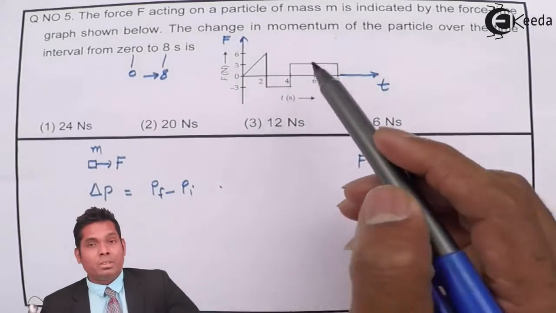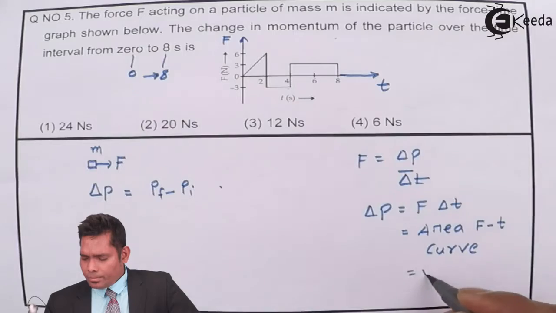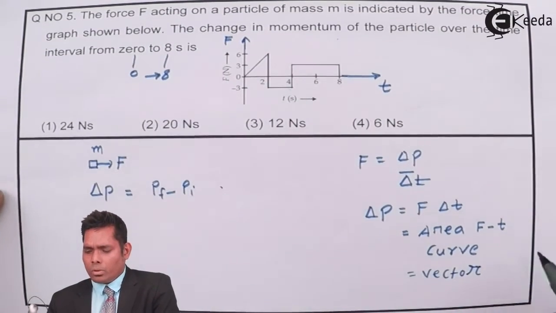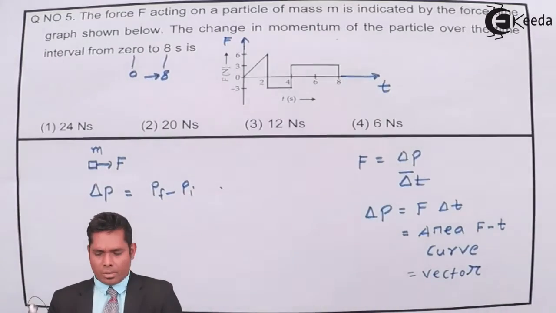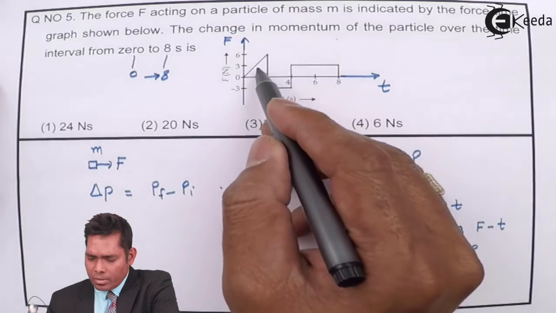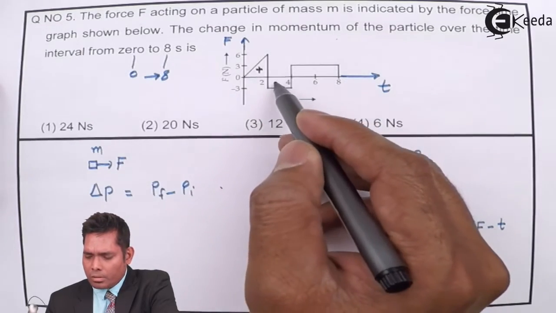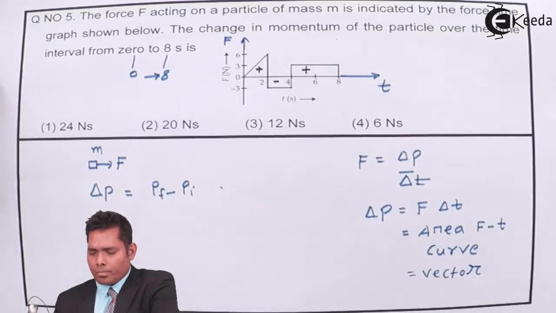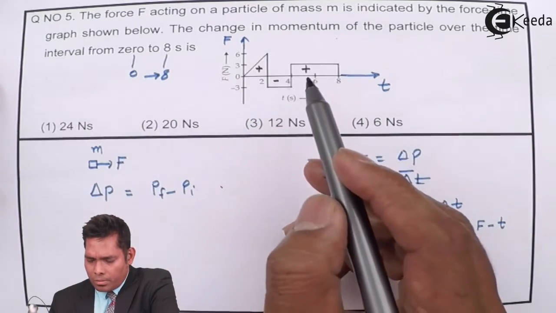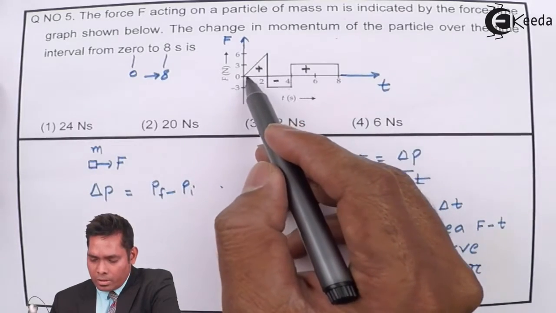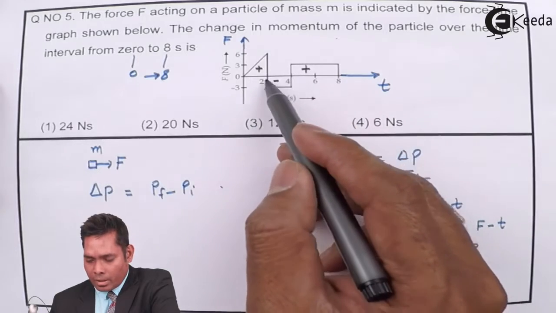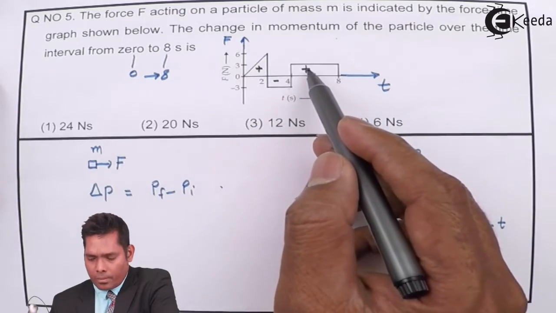So momentum is a vector quantity, is a vector. Because it is a vector, we have to take into consideration the sign. Now this is positive side, this is negative side. So this momentum will be positive, this will be negative, and this will be positive. If this is positive, this is negative, this is positive, then the area under this first triangle is positive, and this rectangle is negative, and this is also positive.